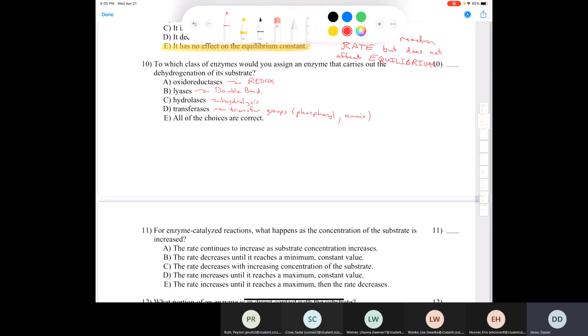Well, it's going to be an oxidoreductase. Why? Because what is the process of dehydrogenation, right? We're losing hydrogens. And losing hydrogens is going to be an oxidation reaction, right? We know that in organic chemistry, oxidation is gaining oxygen or losing hydrogen. So if I'm losing hydrogens through a dehydrogenation, I'm going to be doing an oxidation reaction, and so it would be an oxidoreductase.